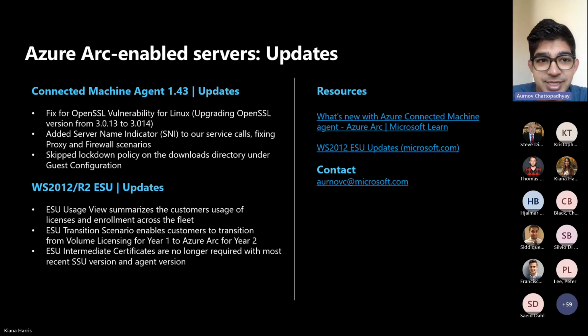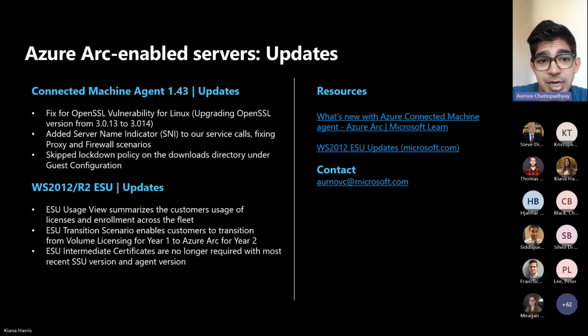We have an agent release for 1.43 that was released in June. There were quite a few fixes with this most recent agent release, which you likely noticed. There were some proxy private link configuration issues with the 1.42 version we noticed, so please update to the 1.43 version. We also have fixes for OpenSSL. For the Linux side, we added the server name indicator, SNI, to our service calls, and that fixed the proxy and firewall scenarios that I mentioned were broken.